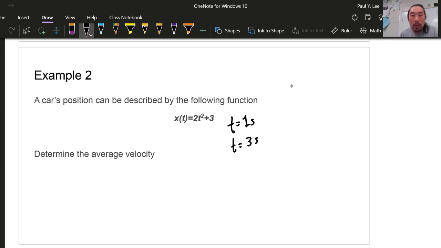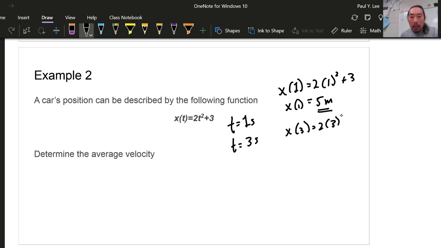So let's do the 1 second one first. I'm going to substitute the 1 into the function, and what we get is at 1 second, the object is at 5 meters. And we're going to do the same with the 3 seconds. Now I've got to be a little bit careful here with my algebra. So 9 times 2 is 18, so 21. There we go, 21 meters. And at 3 seconds, the object is at position 21 meters.